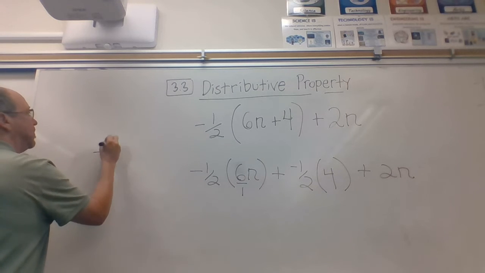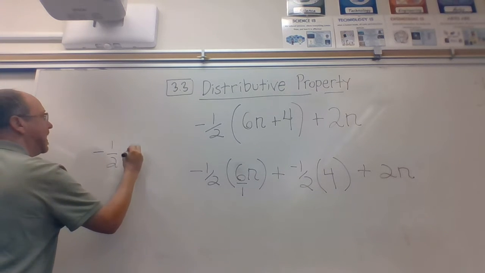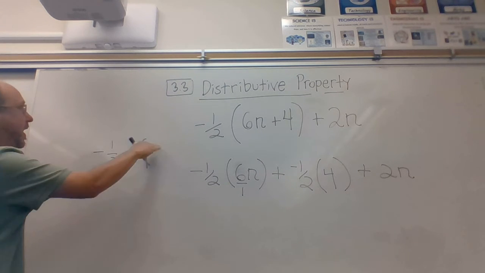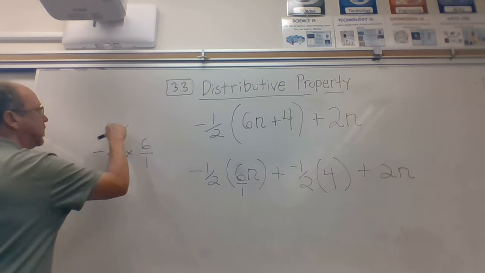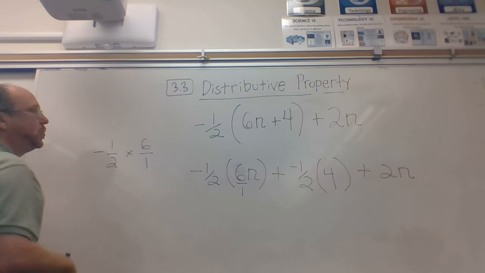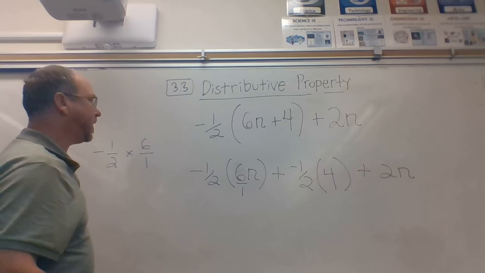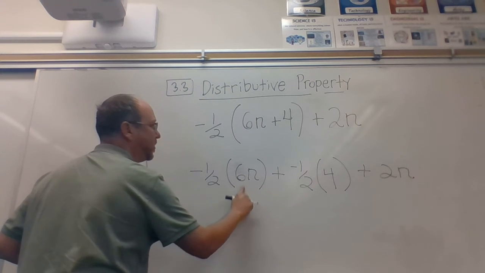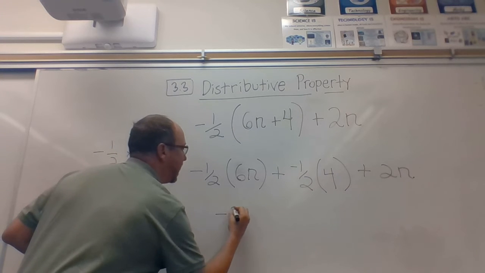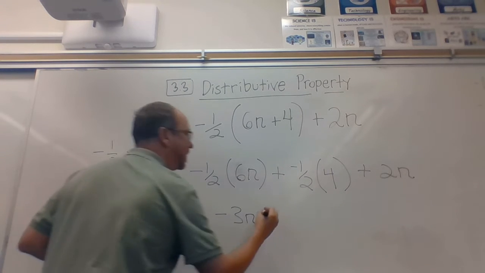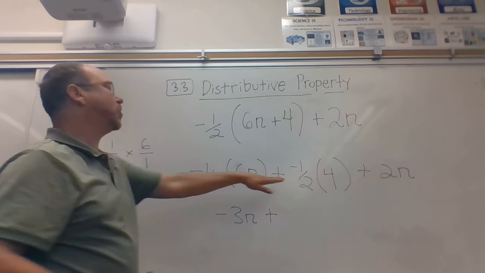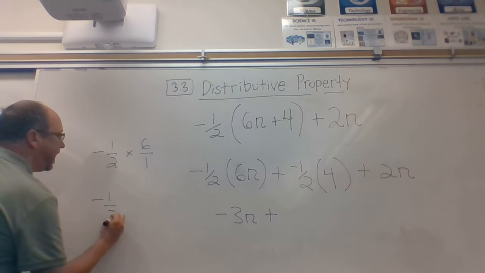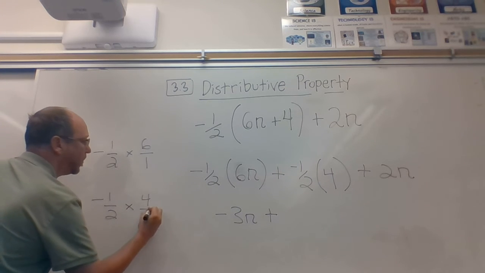Just to do a breakout problem over here, 1/2 times 6/1. Remember, with multiplying, you multiply straight across. So this would equal a -6/2 or a -3. So if that's helpful to think of it as a fraction as I put it there, great. But so we have a -3n plus, same thing here, you could rewrite that as 4/1. So like a -1/2 times 4/1.